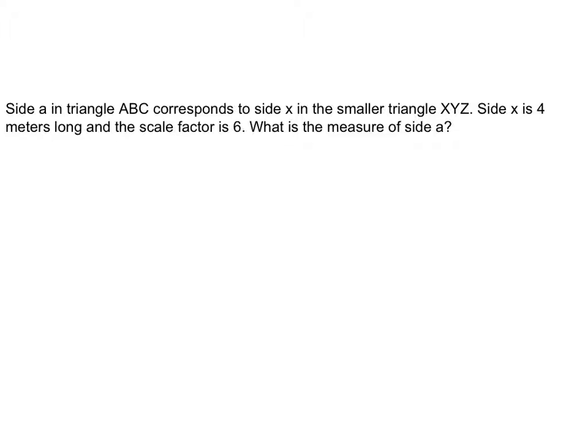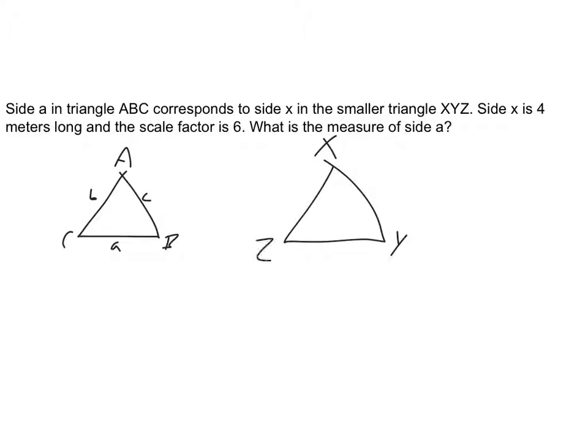So we have triangle ABC. If I were to draw triangle ABC, we've got A, B, C. Now side A, which is across from angle A, corresponds to side X in XYZ. So if I draw X, Y, Z, this side length corresponds to this one. They're telling us that side X is 4 meters long, and the scale factor, to get from one to the other, is 6. That tells me I need to multiply by 6.